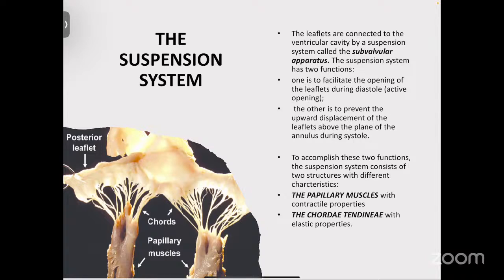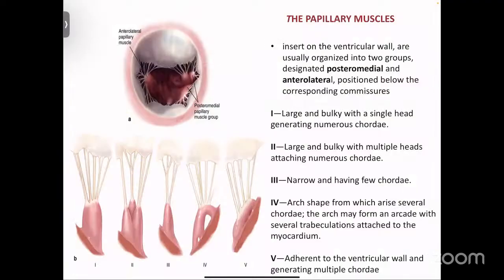The subvalvular apparatus contains two important structures. These are the chordae tendineae and the papillary muscles. And their function is to facilitate the opening of the leaflets during diastole, and to prevent upward displacement or prolapse of the leaflets above the plane of the annulus during systole. The papillary muscles insert into the ventricular wall and are usually organized into two groups, as seen here: the posteromedial and the anterolateral papillary muscles.